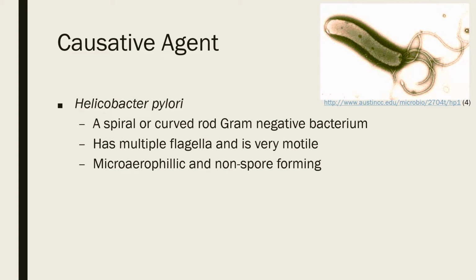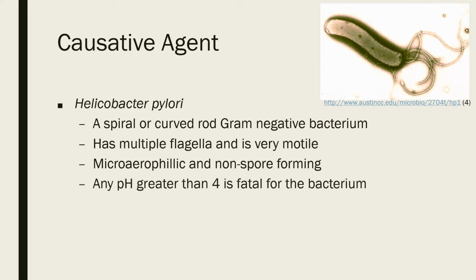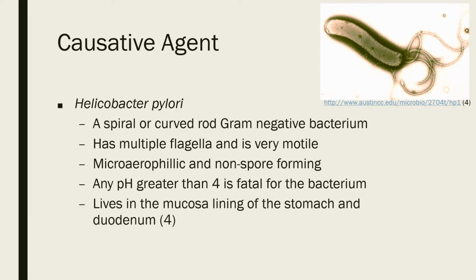Microaerophilic means that this bacteria requires oxygen to live. However, if oxygen is at high levels, this bacteria will not survive. This bacteria also thrives in a very acidic environment, so any pH that is greater than 5 is fatal for H. pylori. This is what makes our GI tract a perfect environment for H. pylori, and this is why it lives in the mucosa lining of the stomach and duodenum, because in this environment the pH is about 1.5 to 3.5.